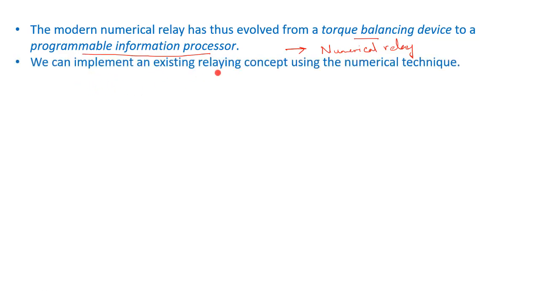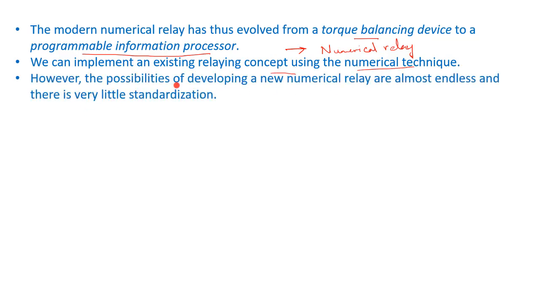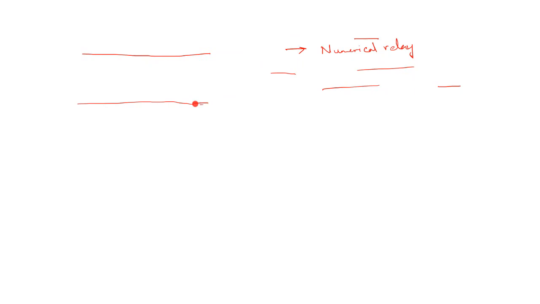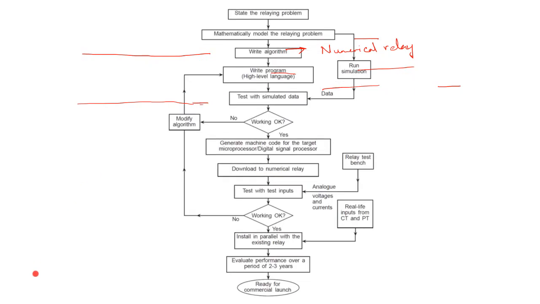We can implement an existing relaying concept using the numerical technique. However, the possibilities of developing a new numerical relay are almost endless and there is very little standardization. So we can develop any kind of relay as per our requirement, but it should match the functionality of the power system very well. There is an endless variety of designs we can make, but what is the process, how do we develop these numerical relay concepts?